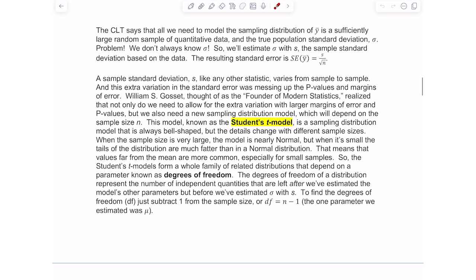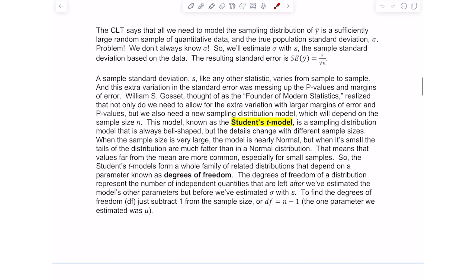So we are going to estimate sigma with S. S, remember, the sample statistic, does a very good job of estimating what the population parameter standard deviation is. The resulting standard error is just S divided by the square root of n. So the only difference is instead of using sigma divided by the square root of the sample size, we're going to use S, the standard deviation of the sample, divided by the square root of the sample size.